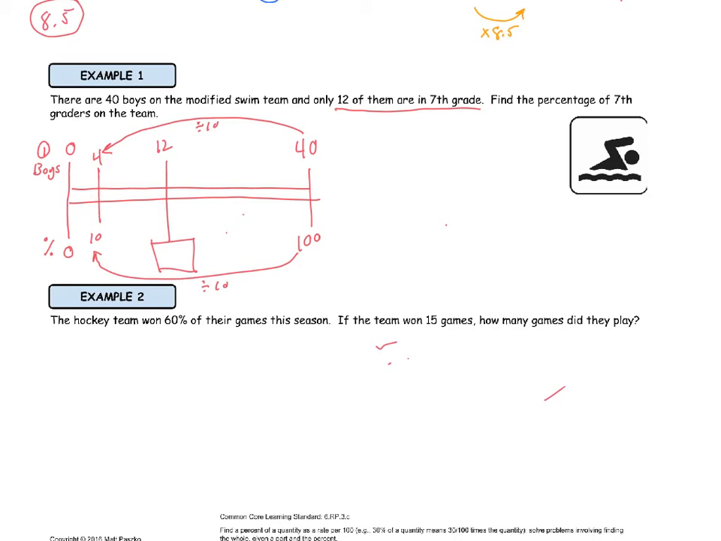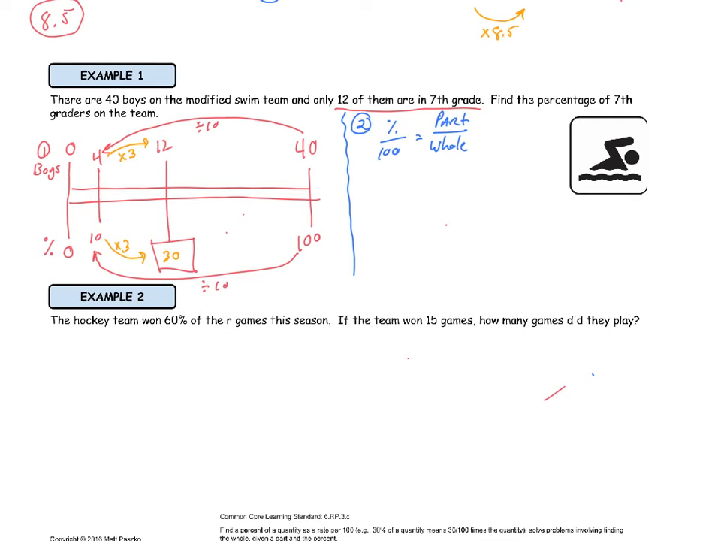Now, I think that you can see it now. 4 times 3 is 12. 10 times 3 is 30%. So 30% of all the boys on the swim team are 7th graders.